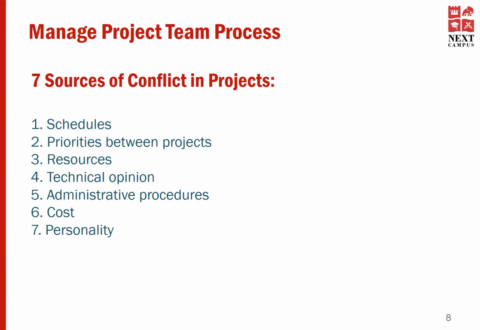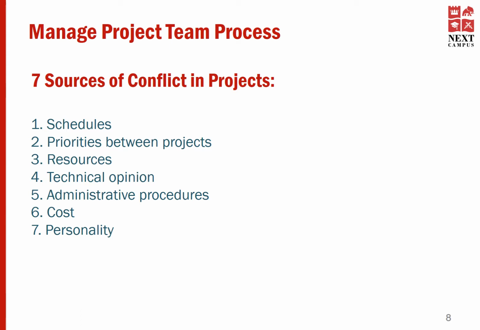Third one is resources. Let's say you will need a specific resource for your project, but another project requires that specific resource from the functional manager of the resource at the same time. And since the other project has higher priority than your project, that resource might be provided to the other project. And this might cause a conflict between you and the functional manager, because although you need the same resource, the resource has been provided to the other project.